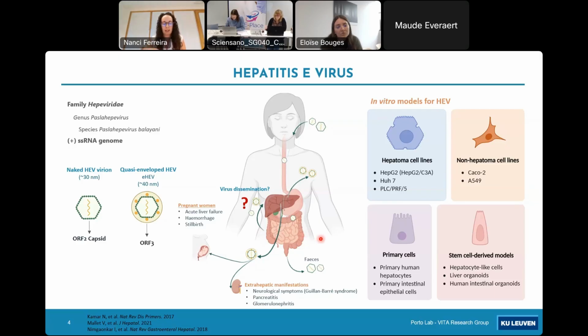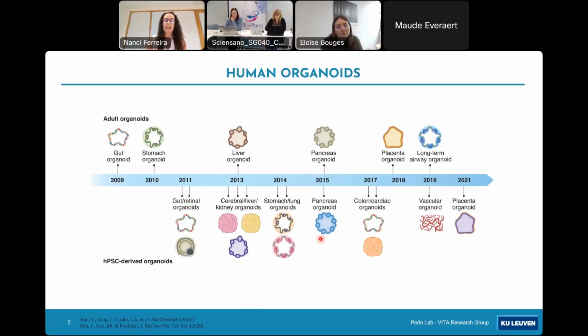So this also calls for the need to have physiologically relevant models where we can study the role of the gut in HIV disease. And that's why we decided to develop a human intestinal organoid model for HIV infection. These intestinal organoids have paved the way for the development of 3D human organoid models, and nowadays we can almost replicate the entire gastrointestinal tract in vitro.